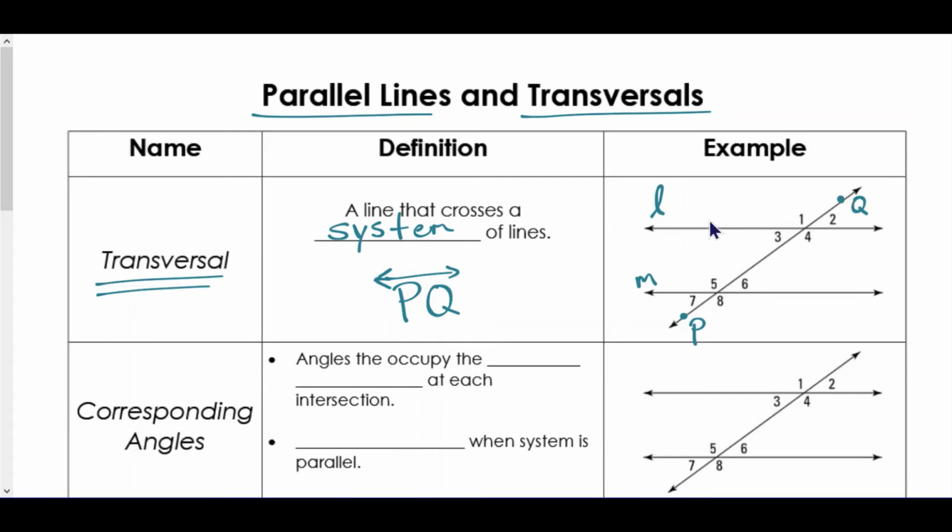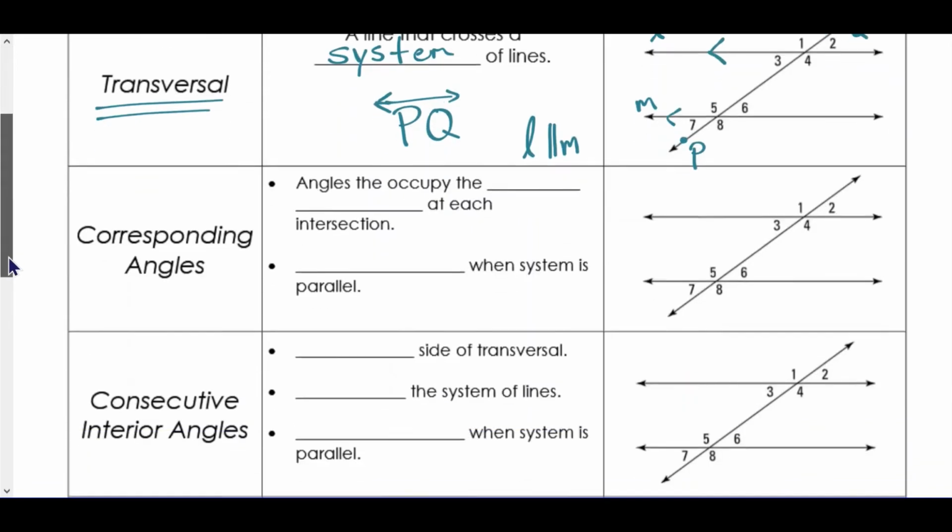In this case, these lines are parallel, and the way I indicate that, I put an arrow on that, and I put the same arrow on this. Those lines are parallel to each other. You could also say L is parallel to M. That's not always the case. A transversal can cross two lines that are not parallel, but they have to be on the same plane, otherwise this line actually can't cross both of them like that.